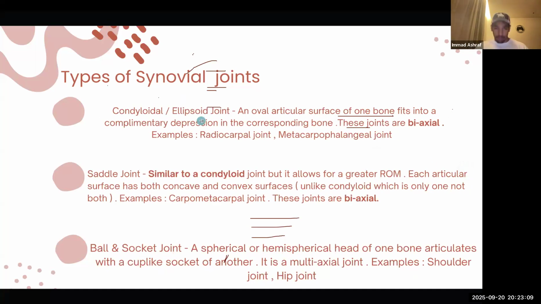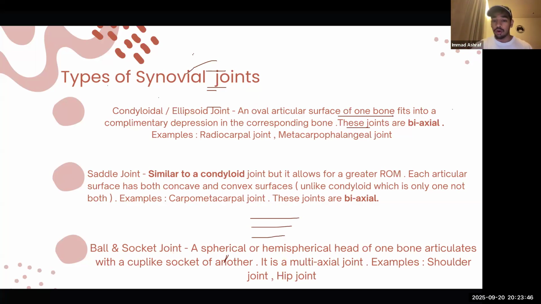Now we have a condyloidal joint, or an ellipsoid joint. This is when an oval surface of one bone fits into a complementary depression on the other bone. So you have an oval, and then you have a depression in this bone, and this fits into this. Perfect. These joints are biaxial, which means they move in 2 planes. For example, the radiocarpal joint, or your wrist joint. It can move in 2 planes, right? Because it can do this, and then it can also do this. So it can do this movement in this plane, and then this movement, right to left, in this plane. So 2 planes, right?